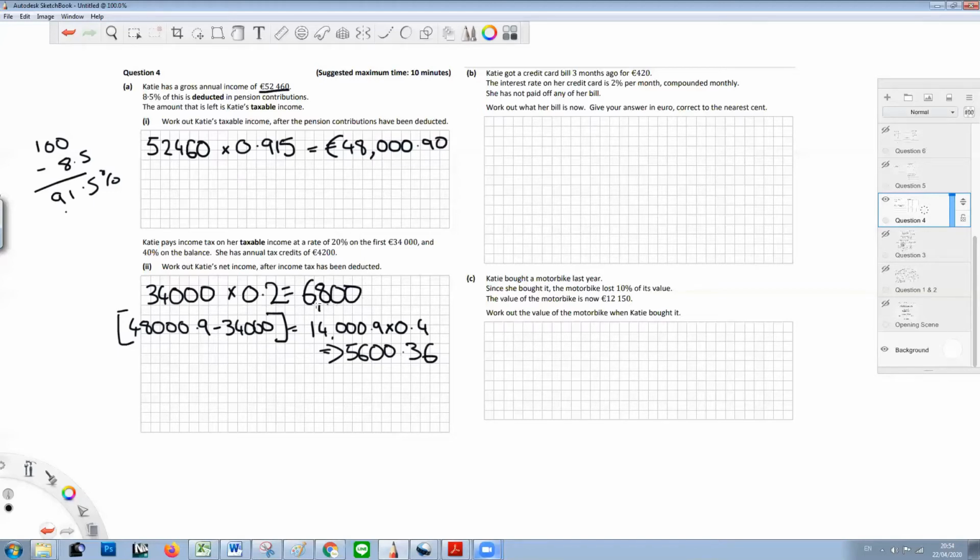So she's now getting taxed 6,800 and 5,636. But we're told that she has annual tax credits of this amount. So despite getting taxed this amount, she doesn't get taxed on 4,200. So we add those together. And then we're going to take away 4,200 from the result.